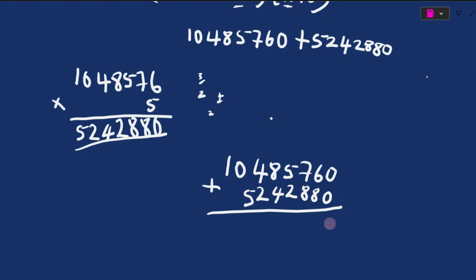So if we add, we have this to be 0. That 0 adds to 0. When 6 adds to 8, we have 14. We write 4 and carry 1. When 8 adds to 7 plus the 1, we have 16. We write 6 and carry 1. When 5 adds to 2, we have 7 plus the 1, we write 8. When 8 adds to 4, we have 12. Write 2, carry 1. When 4 adds to 2, we have 6 plus 1, we have 7. Now, when 0 adds to 5, we still have 5. Then we bring down this 1. And this is our final answer.